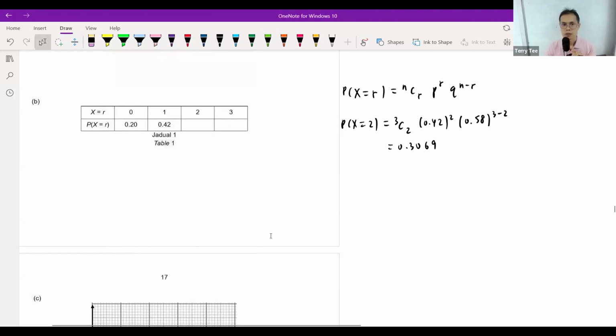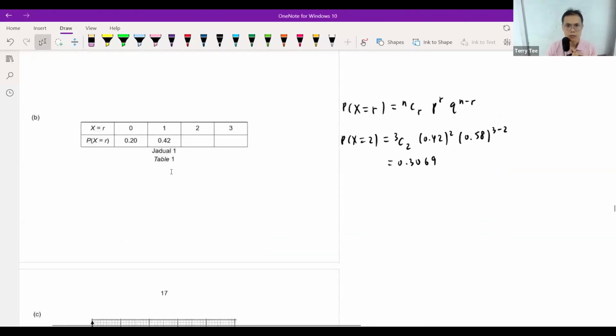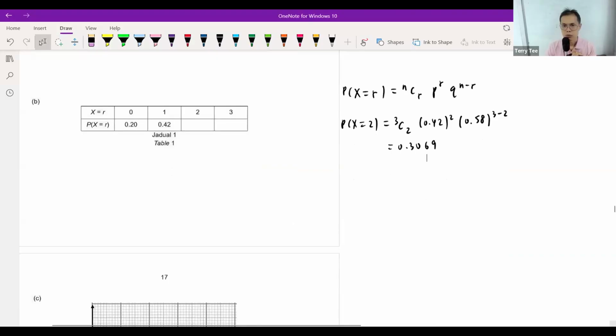Okay. Now, let's see. Did they ask to give the answer correct to how many decimal places? No, right? If they don't mention that, then you write the whole thing, 0.3069. But when you plot on the graph, it's not going to be helpful because you can't read so many decimal places. So you can see this is 0.20, 0.42. If you round it off, it'll be 0.31. Maybe I write here 0.31 to 2 dp.